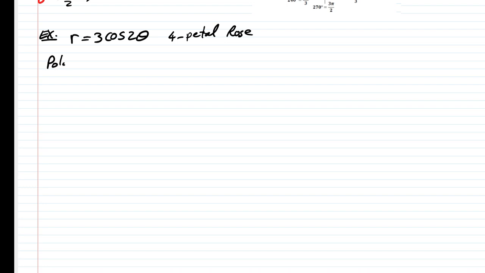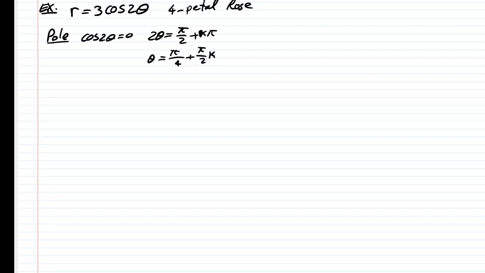And like before, I'm going to look at my pole values. So I'm going to set cosine 2 theta equal to 0. From this 2 theta, the zeros of cosine are at pi over 2 plus k pi, where k is an integer, right? And divide both sides by 2, I get pi over 4 plus k pi over 2. That means it starts at pi over 4, then every 90 degrees. That's where the pole values are.